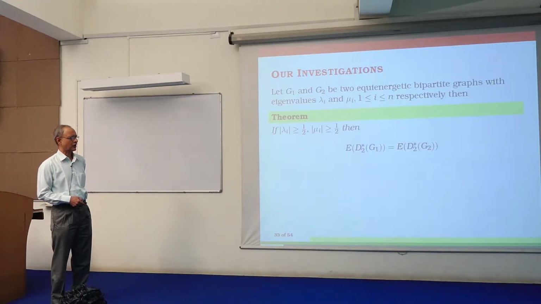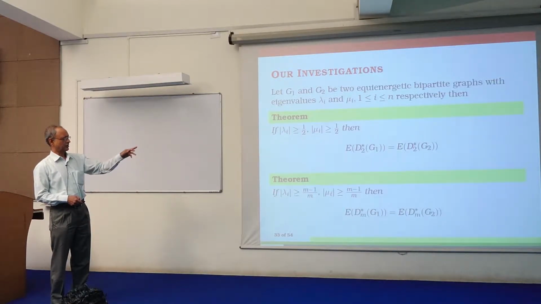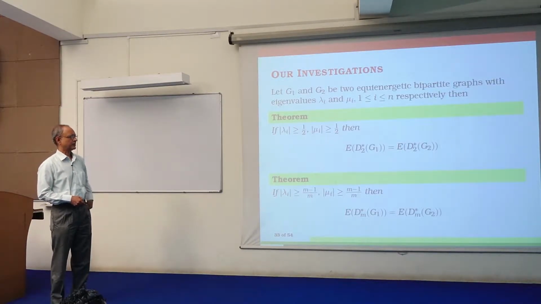If G1 and G2 are two graphs, then the extended shadow graph of G1 and G2 are equienergetic, provided all the eigenvalues lambda i of the first graph are greater than or equal to 1/2, and the eigenvalues of the second graph must be greater than or equal to 1/2. The same thing is established for the m-extended shadow graph of graphs G1 and G2.